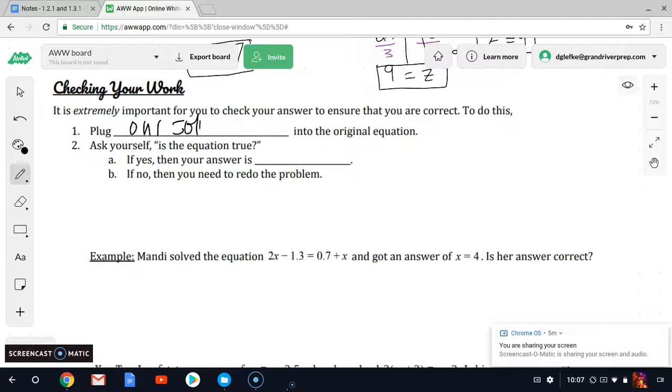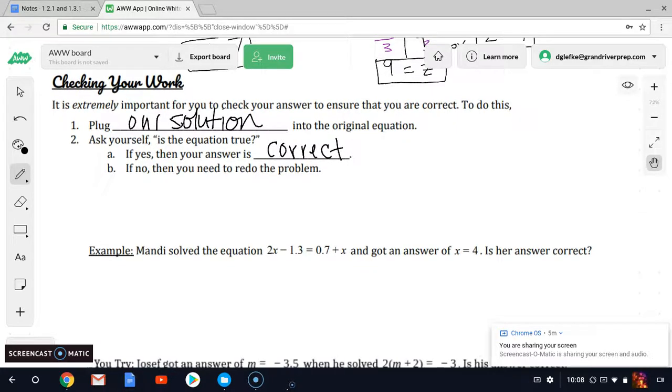Okay, so our solution is when we get something like z equals 9 or x equals 4 or m equals -1. That's our solution. So we plug that into the original equation, and then we ask ourselves, is this true? If it is true, then our answer is correct. If it's not true, then we need to fix the problem. We need to redo it and resolve it and try to figure out where we went wrong. So we have an example here.